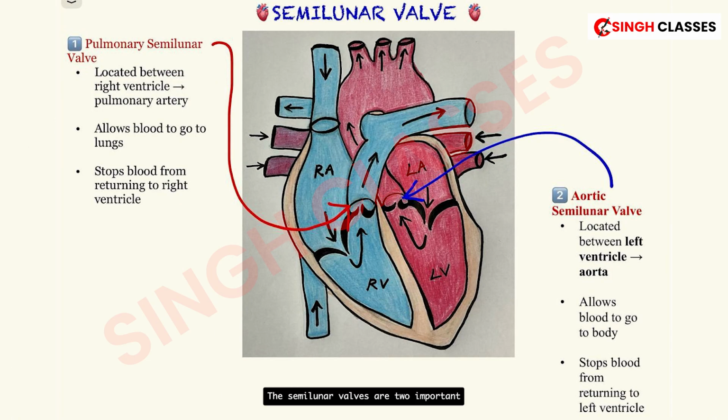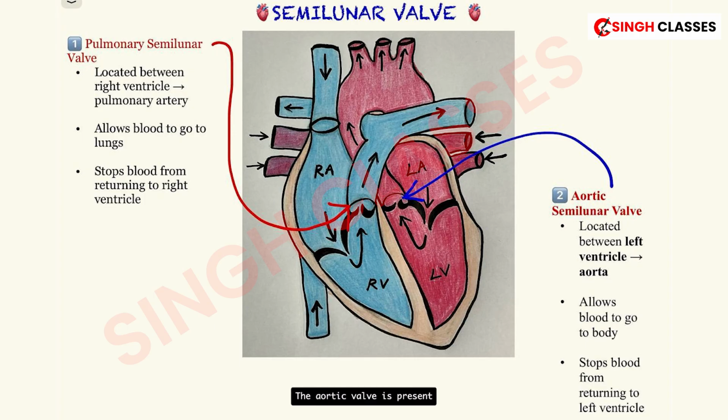The semilunar valves are two important valves present at the openings of the arteries leaving the heart. They are called semilunar because their flaps are half-moon shaped. There are two types of semilunar valves, the pulmonary valve and the aortic valve. The pulmonary valve is present between the right ventricle and the pulmonary artery. It allows deoxygenated blood to flow from the right ventricle into the pulmonary artery, which carries it to the lungs for oxygenation. It prevents the backflow of blood into the right ventricle after it contracts.